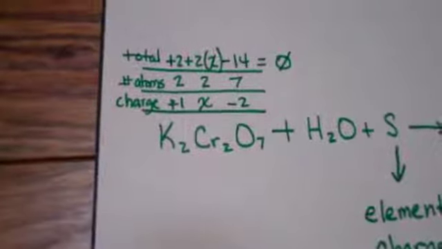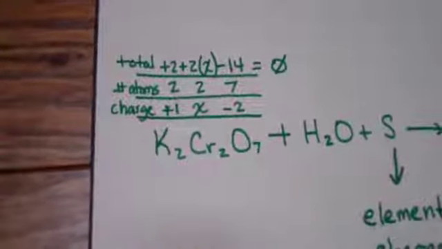When we solve this equation, +2 plus 2x minus 14 equals 0, we get x equals +6. So we can assign all of these oxidation states to the chromium, the potassium, and the oxygen. The oxidation state on potassium is +1, the oxidation state on each chromium is +6, and the oxidation state of oxygen is -2.